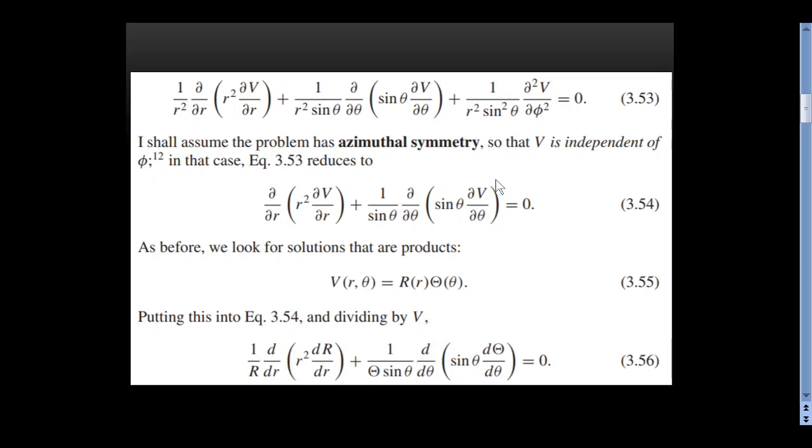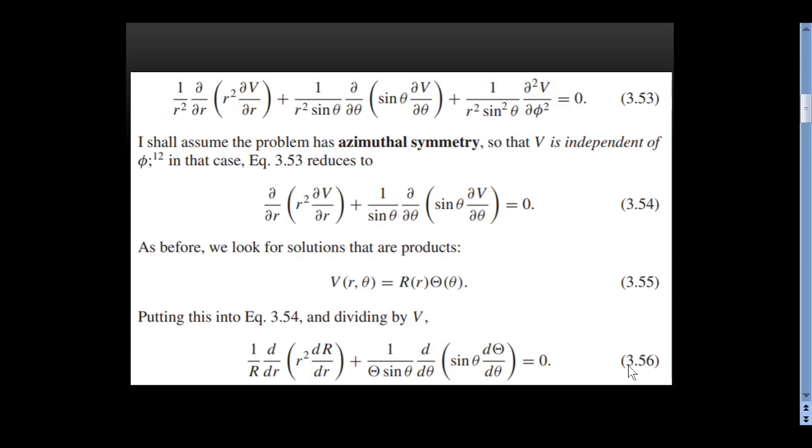Similarly, in the second term, V is substituted by R and theta. So here R is going to be common, which will be taken outside because it is constant, it does not depend upon theta. And R upon R theta, so R will be cancelled out, 1 upon capital theta remains here, into 1 upon sine theta, d/d theta of sine theta d capital theta upon d theta. So this way we have obtained equation 3.56.